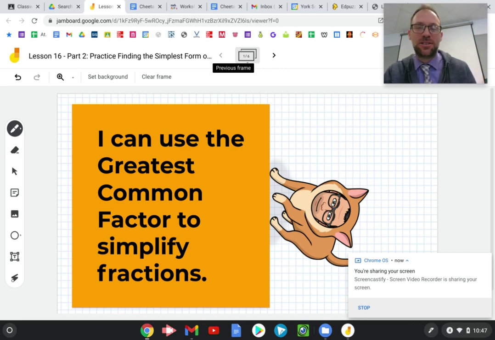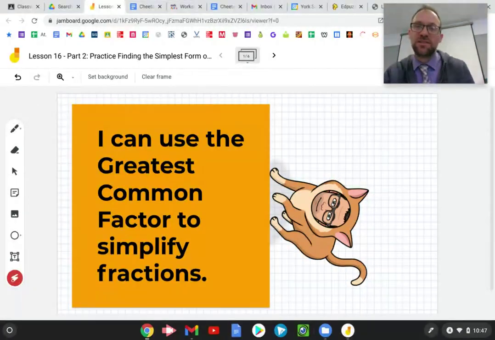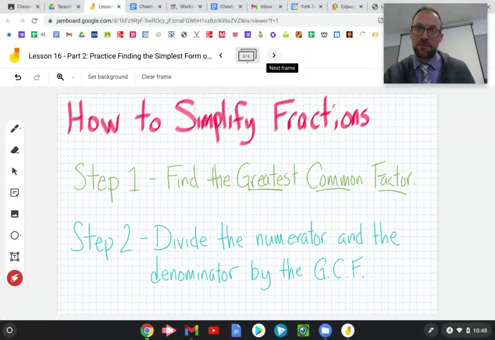Welcome to this review and additional practice for finding the simplest form of fractions. Today's learning target is the same as in the previous lesson. I can use the greatest common factor to simplify fractions. Let's take a look at some review.